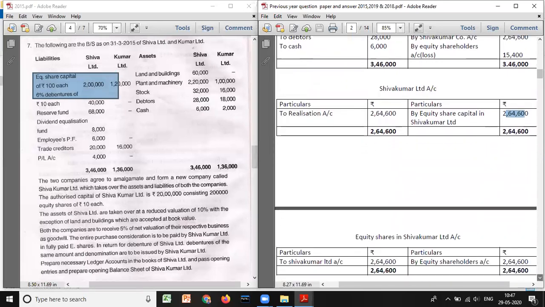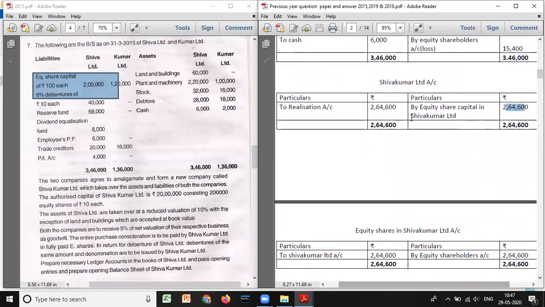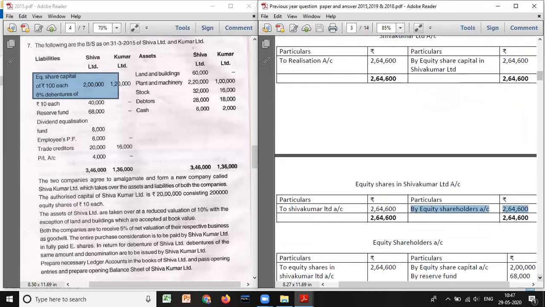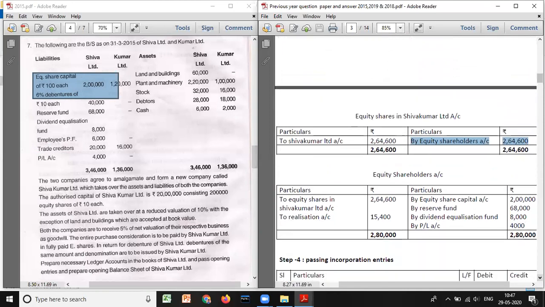The third one which you have to prepare is equity shares in Shiv Kumar Limited account. Look at here, equity shares in Shiv Kumar Limited account is credited here. That means Shiv Kumar Limited should be debited in this respective account. So to Shiv Kumar account 2,64,000, and it will be given to whom? By equity shareholders account 2,64,000. Okay, and the fourth one, you have to prepare is equity shareholders account. Now, when you are preparing equity share capital account, first on the credit side, you have to bring down equity share capital.